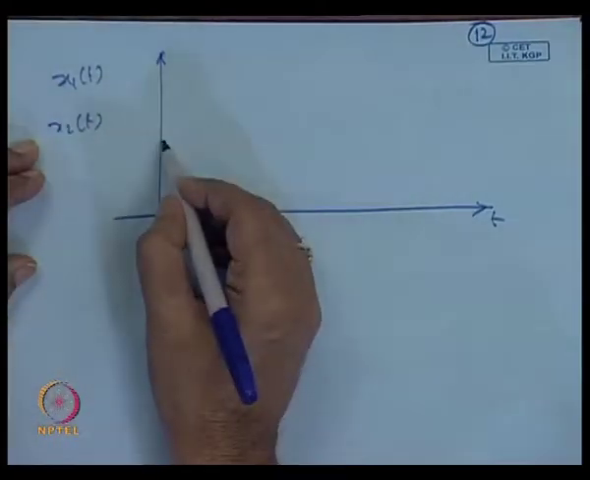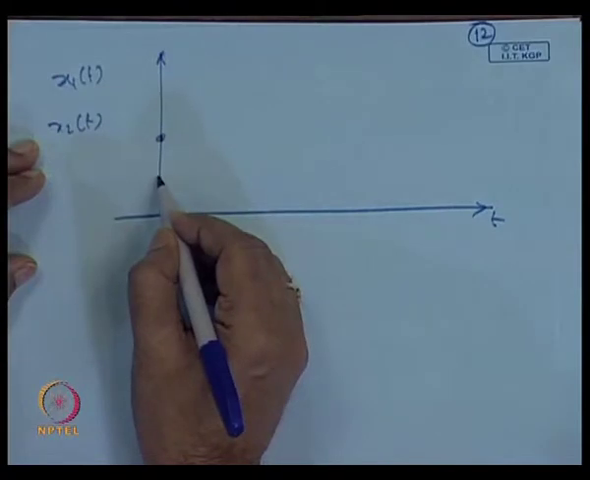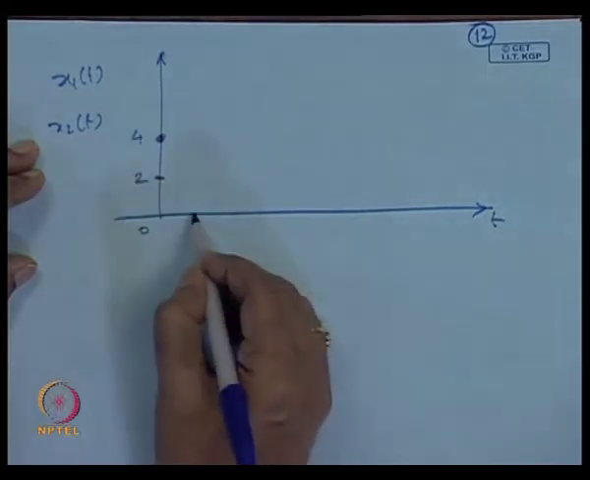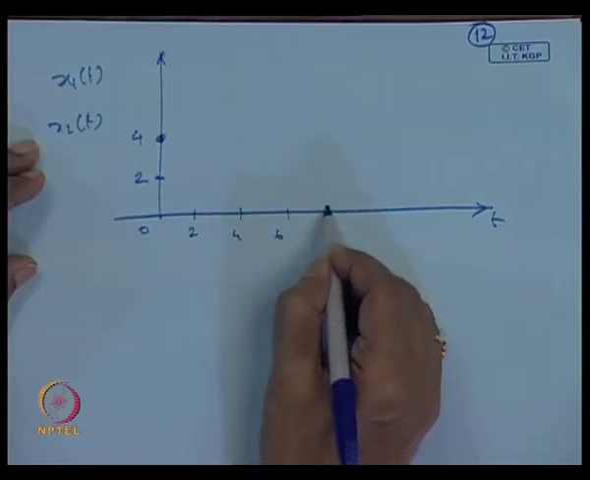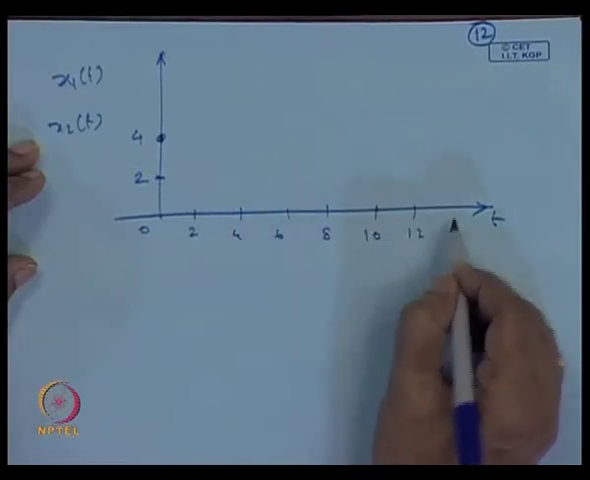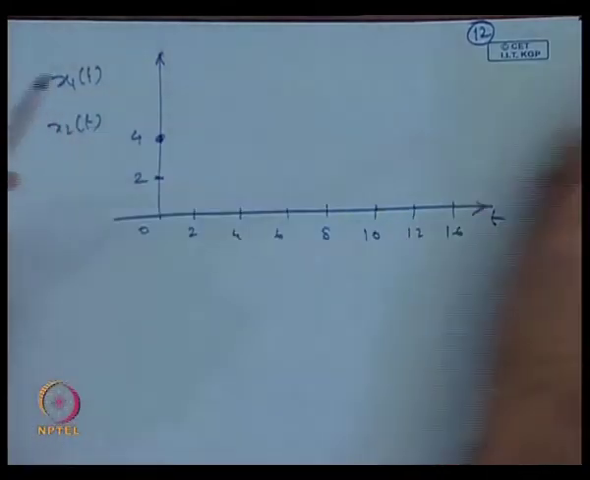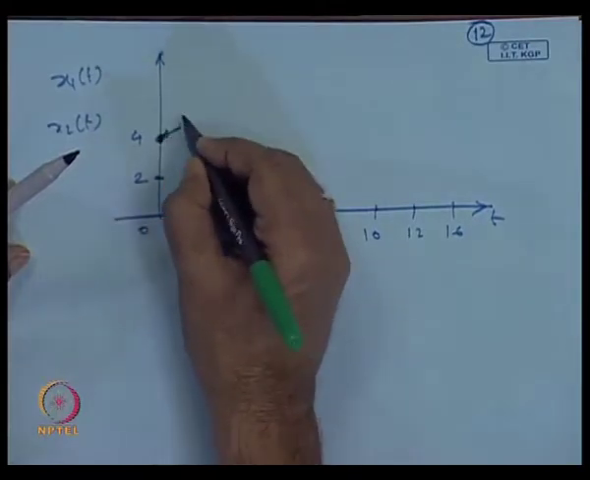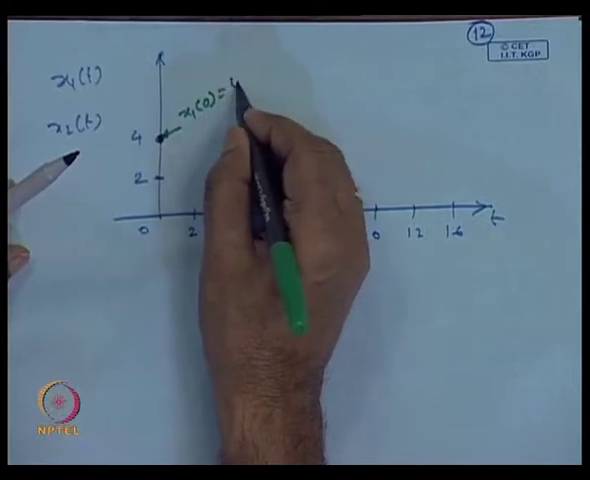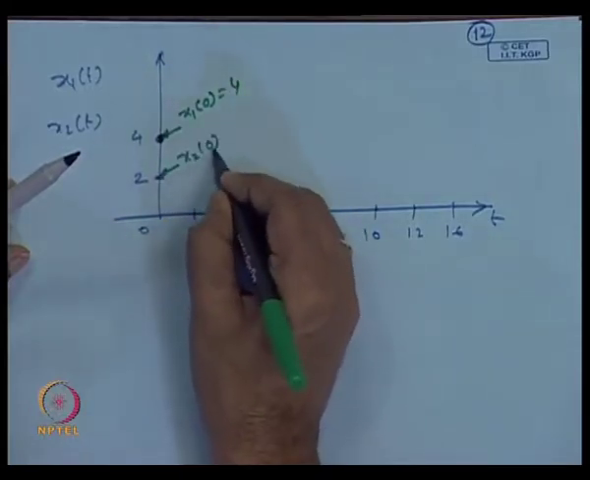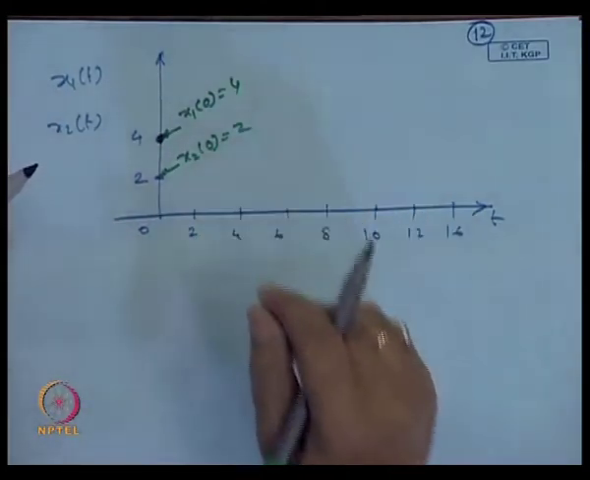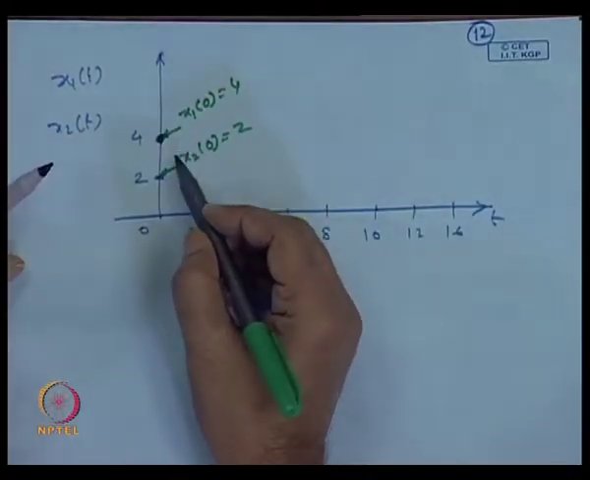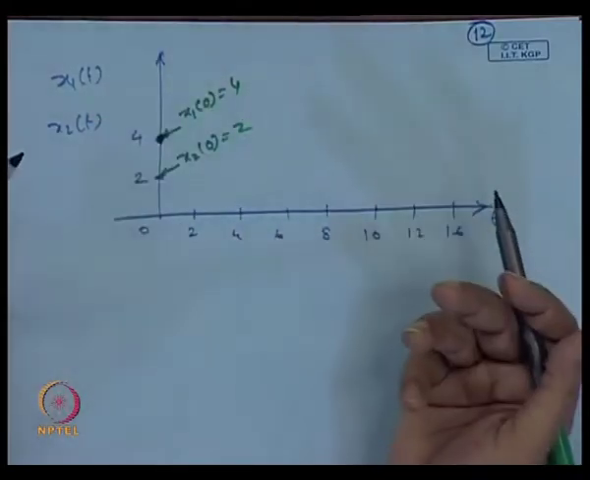Our initial state, if you see, on the x axis from 0, 2, 4, 6, 8, 10, 12 and 16, something like this. Then our initial state is x1 of 0 equal to 4, and x2 of 0 equal to 2. By using this control law, you find out the response of the system. Let us call it the response of the system. You have to solve it. How would you solve it?